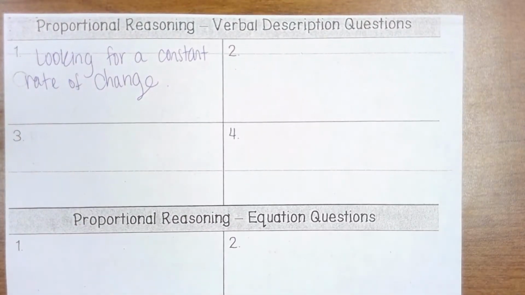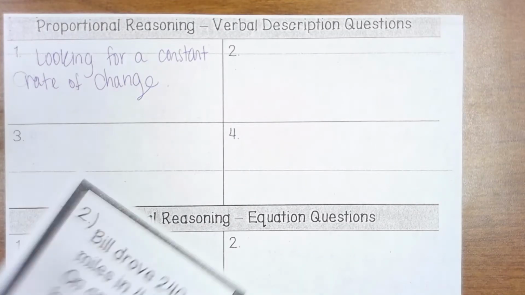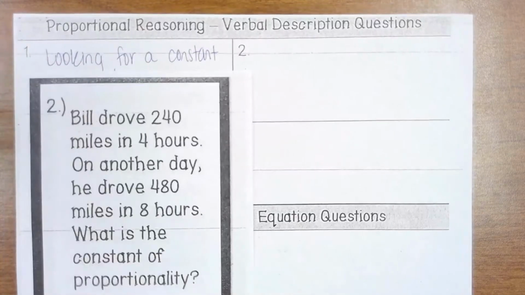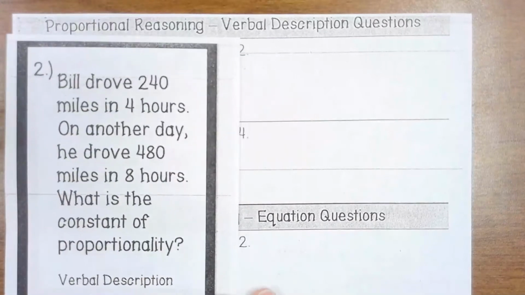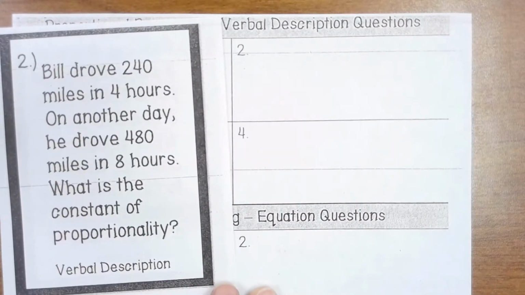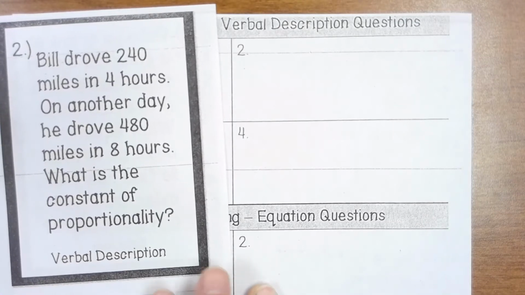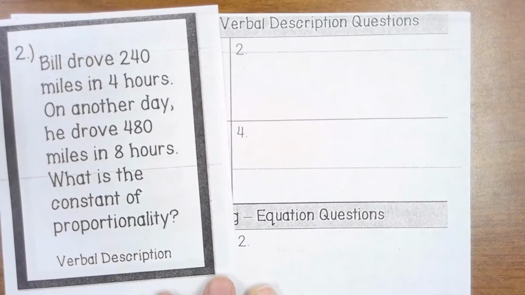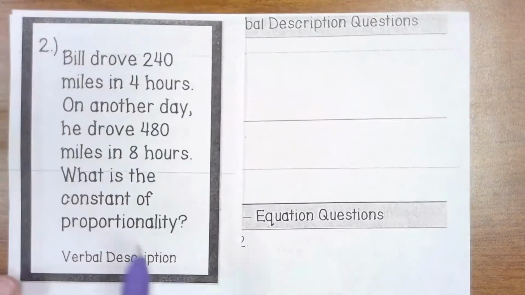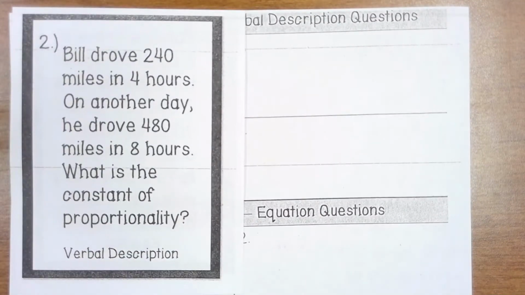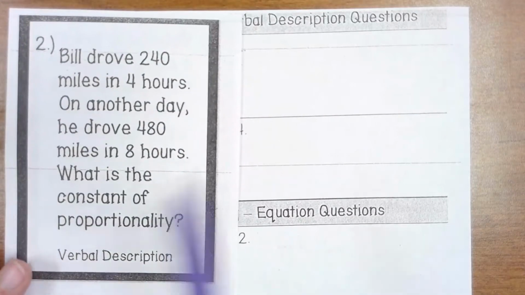All right, moving on to the next one. So Bill drove 240 miles in 4 hours. On another day, he drove 480 miles in 8 hours. What is the constant of proportionality? So remember, to find the constant of proportionality, we are just finding a unit rate. We are finding the slope, and all that we're doing here is taking the unit rate.